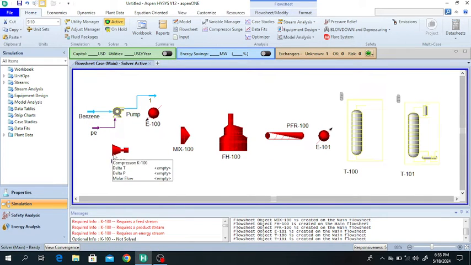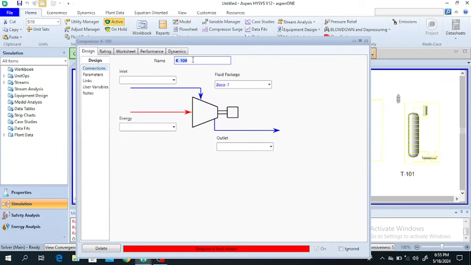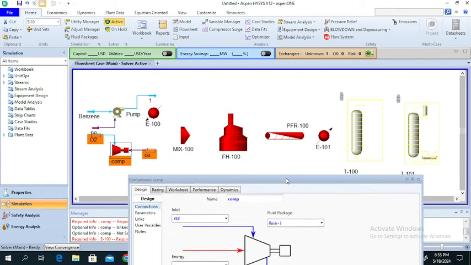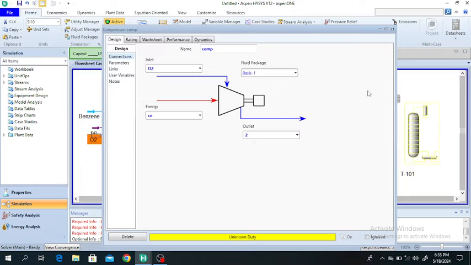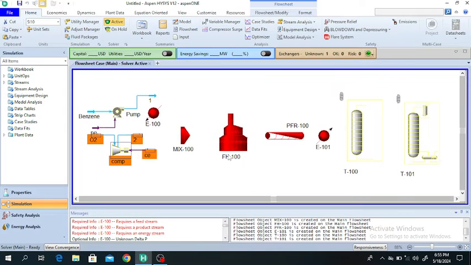Okay. Now this is a compressor. Double click on it. This is the compressor, and this is stream air. So air, oxygen, will enter, and the compressor energy is CE. And this is stream number 2. Let's check it. Suppose this is stream number 2.